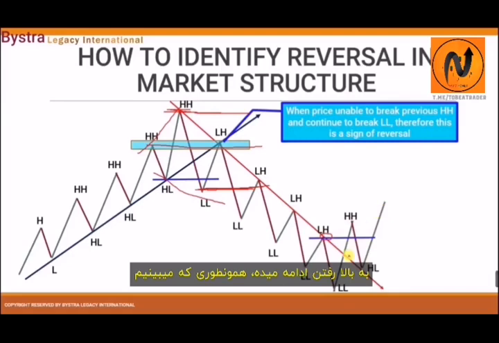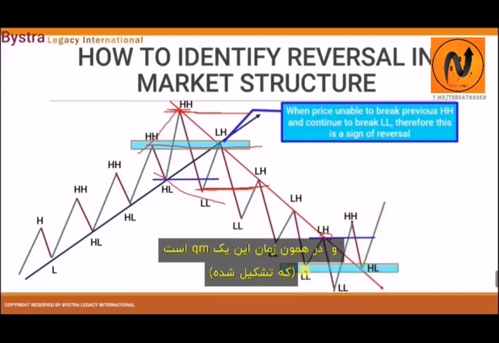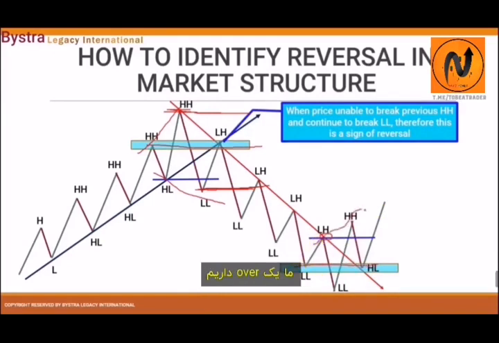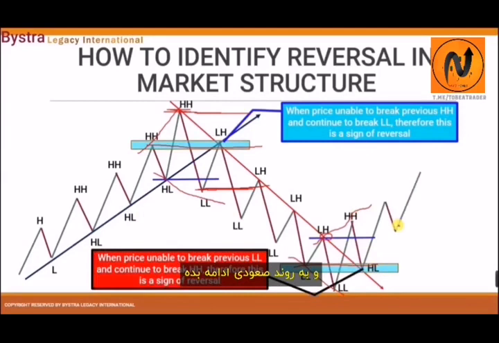As we can see here, price has created a new higher low, and at the same time, this is a QM. Okay, QM, we have the over and under, left shoulders. At the same time, we have this is a low, high, lower low, higher high. Price comes back to test this left shoulder and continues on an uptrend. So when the price is unable to break this previous lower low and continues to break this higher high, therefore this is the sign of reversal.